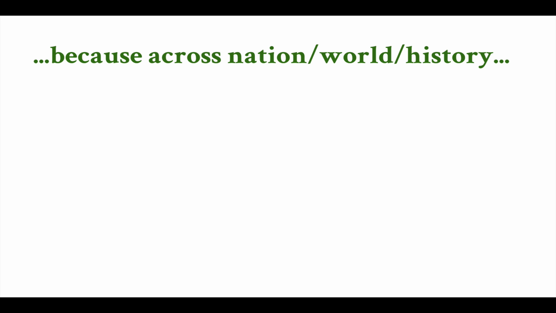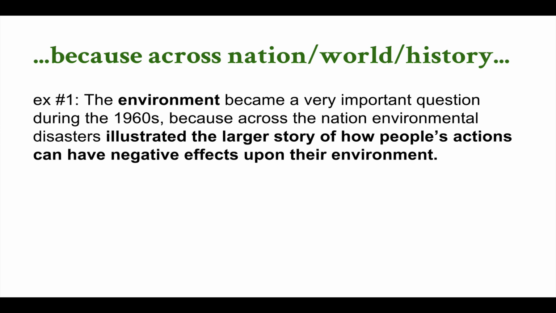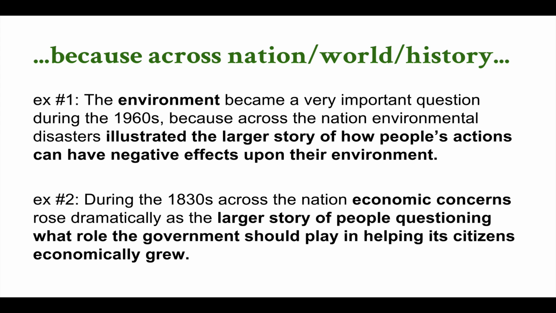Another example, because across the nation, just to give you the examples, the environment became a very important question during the 1960s because across the nation, environmental disasters illustrated the larger story of how people's actions can have negative effects upon their environment. And again, you go on and add a couple more sentences or so to really set that context, that introduction. During the 1830s, across the nation, economic concerns rose dramatically as the larger story of people questioning what role the government should play in helping its citizens economically grew.